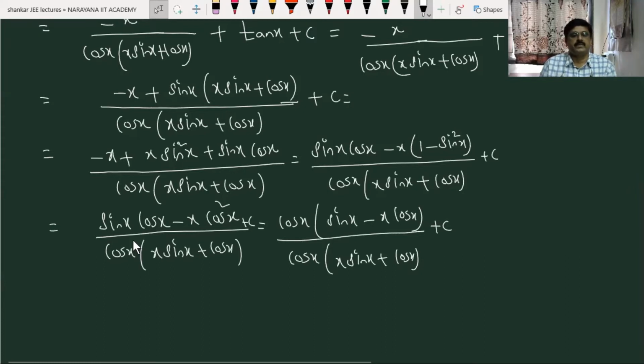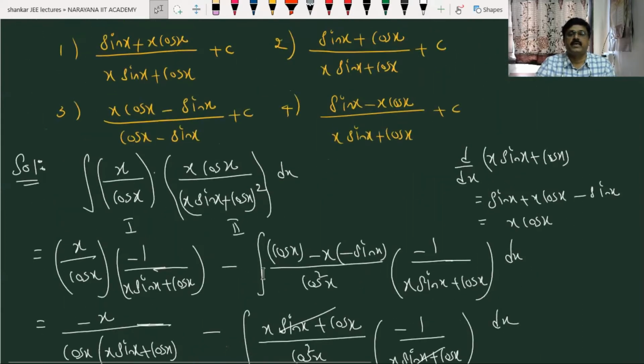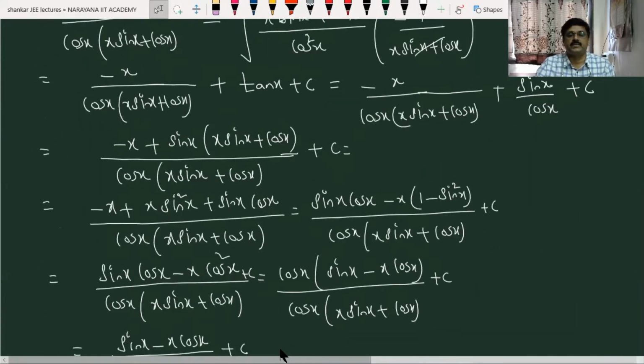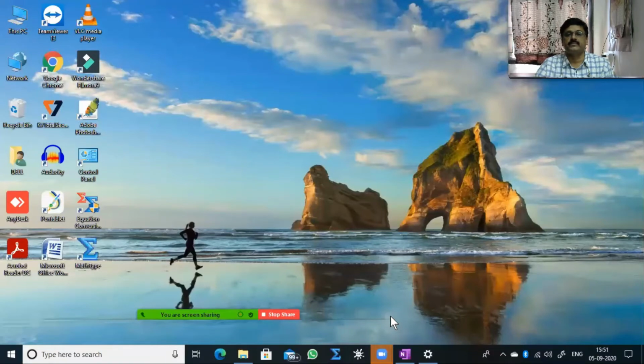So after cancelling this, the final answer is (sin x minus x cos x) upon (x sin x plus cos x) plus c. So which option? Sin x minus x cos x by x sin x plus cos x plus c. So answer option 4 is the correct one, students. See this problem, students. Very interesting problem, isn't it? Watch, students.